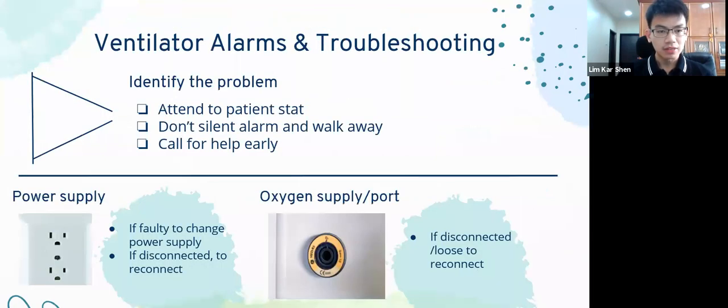Okay, now the ventilator alarms and troubleshooting. Identify the problem. First, we attend to the patient stat. Don't silence the alarm and walk away. Call for help early. Power supply: if there's a fault in the power supply, we disconnect and reconnect. Oxygen supply or port: if disconnected or loose, reconnect.